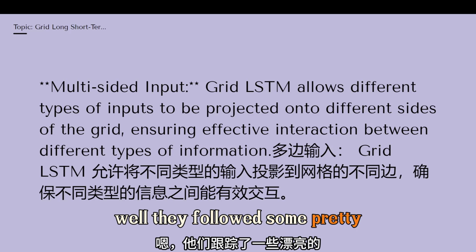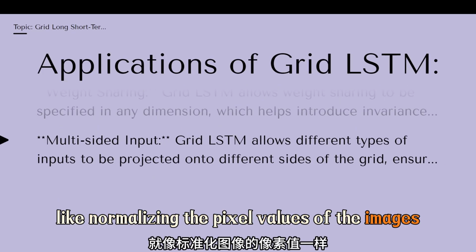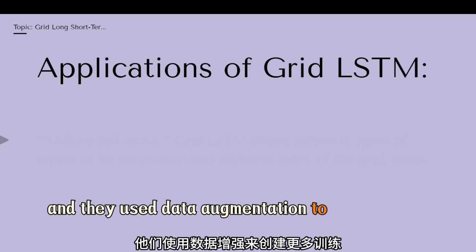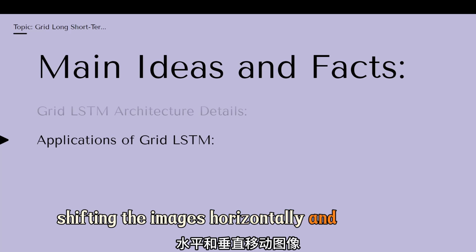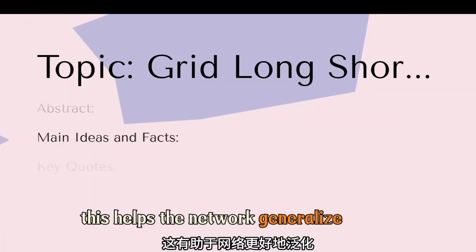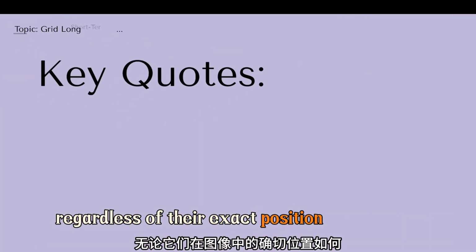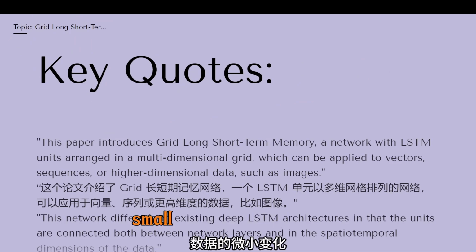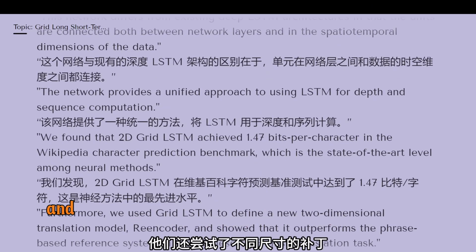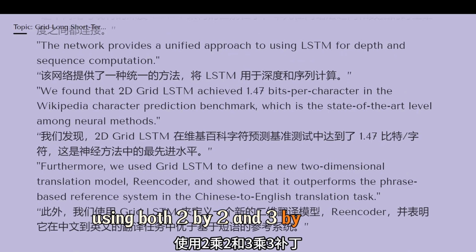Well, they followed some pretty standard practices, like normalizing the pixel values of the images, and they used data augmentation to create more training examples by slightly shifting the images horizontally and vertically. This helps the network generalize better, so it can recognize the digits regardless of their exact position in the image. So they're making sure the network doesn't get tripped up by small variations in the data. Yeah. Clever. And they also experimented with different patch sizes, using both 2x2 and 3x3 patches.